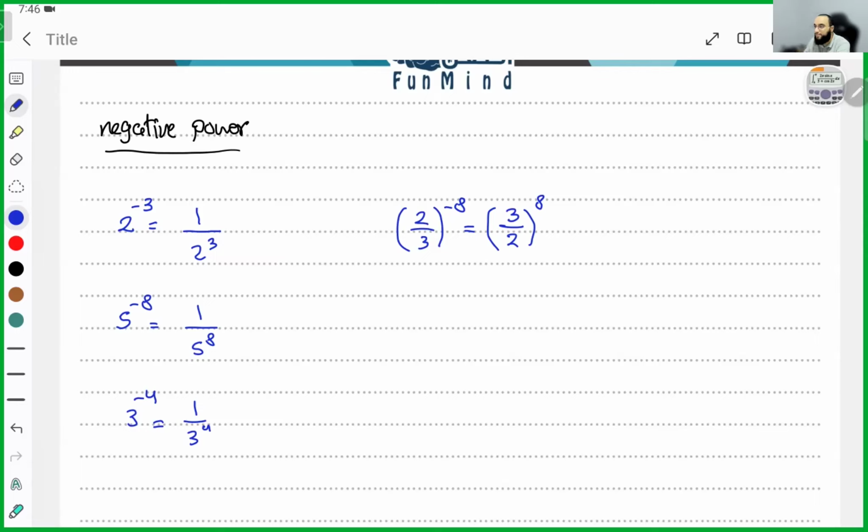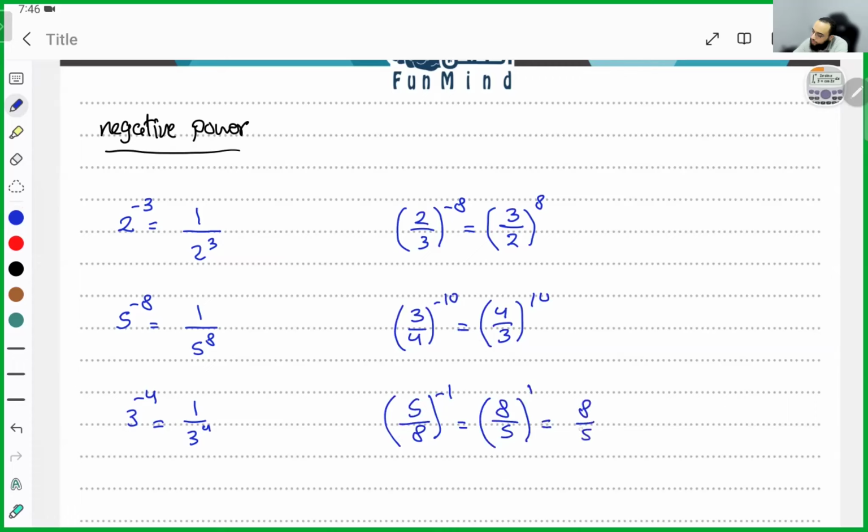Be focused with me. If we have 3 over 4 power of negative 10, it's going to be what? It looks like this. What I did here, I flipped the fraction, I put the 3 down and the 4 up and deleted the negative. Then it's going to be 4 over 3 power of 10. That's it. If we have 5 over 8 power of negative 1, it's going to be 8 over 5 power 1. And the power 1 we can delete. It looks like 8 over 5 only. Okay?